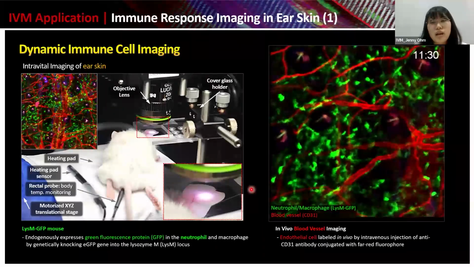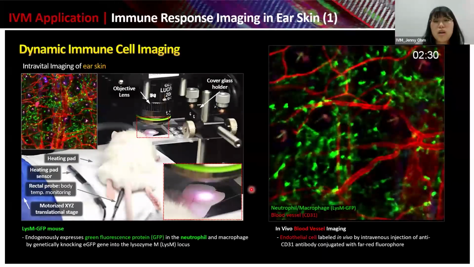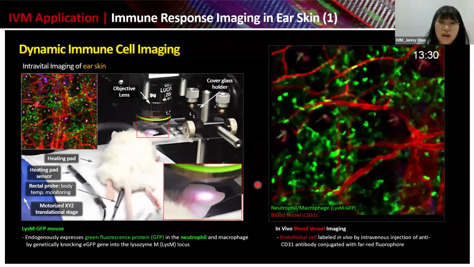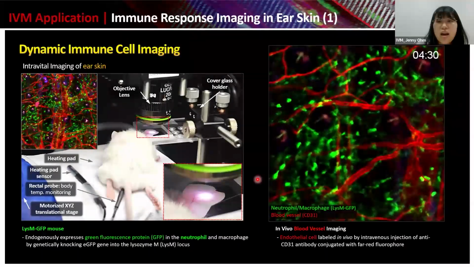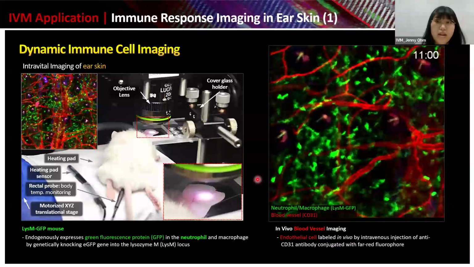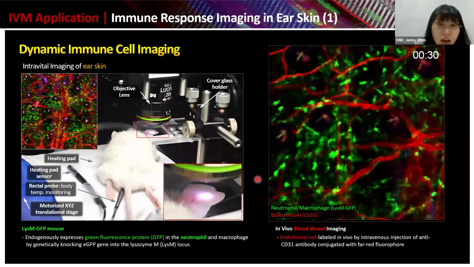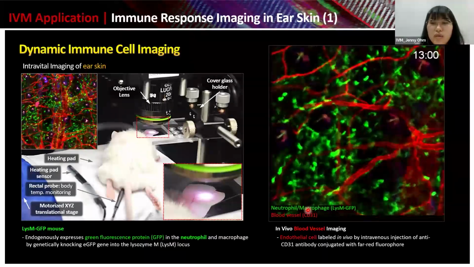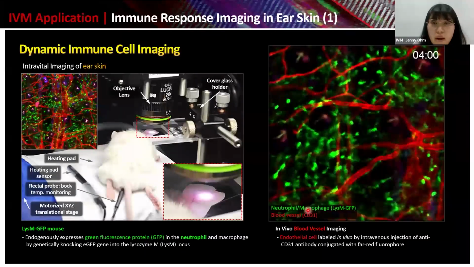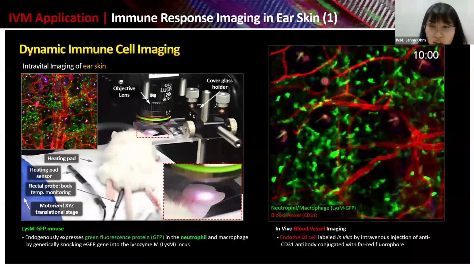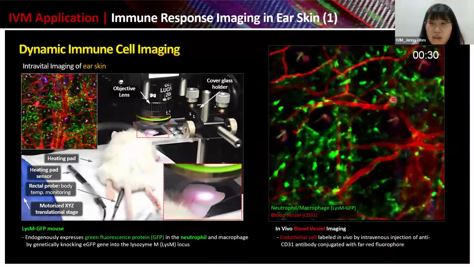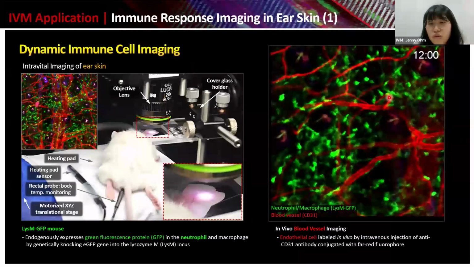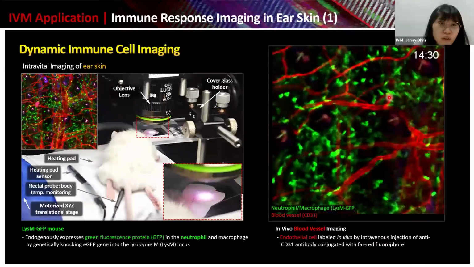Additionally, we utilized an in vivo labeling kit consisting of CD31 antibodies conjugated with far red fluorescent dyes to stain and visualize the blood vessels in the mouse ear skin. So as you can see here in the video on the right, we could successfully observe the blood vessels in the mouse ear skin. In the time-lapse video captured at 30-second intervals, we could also observe the active movement of immune cells around the ear skin vasculature as well.